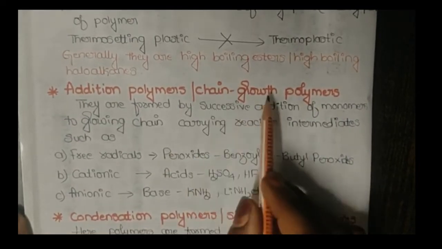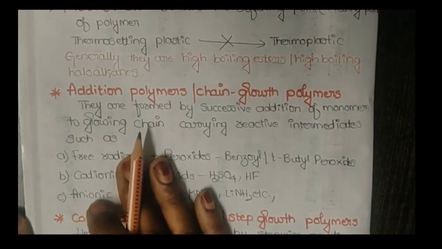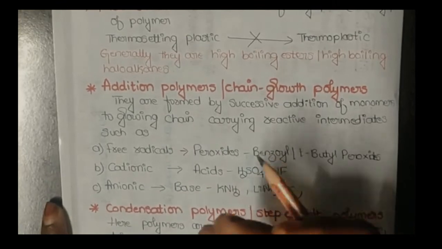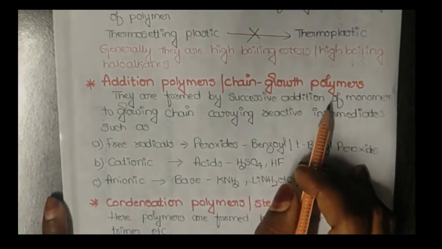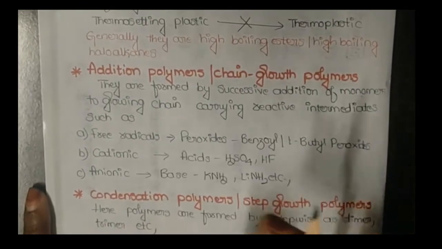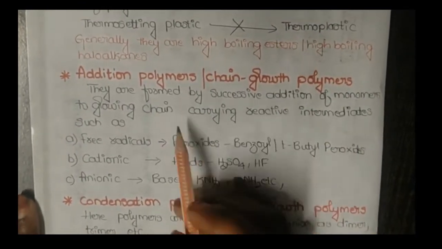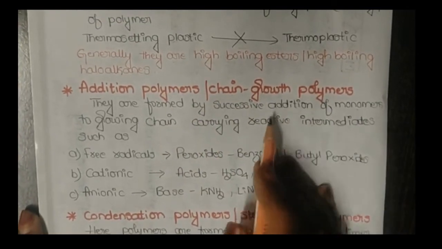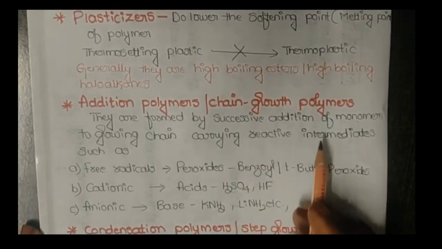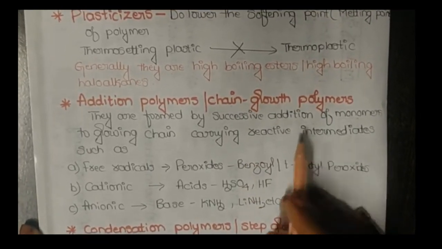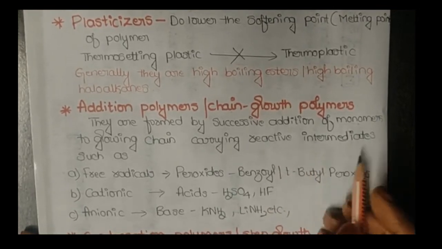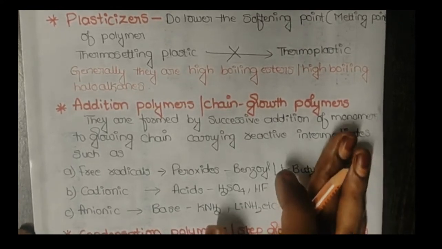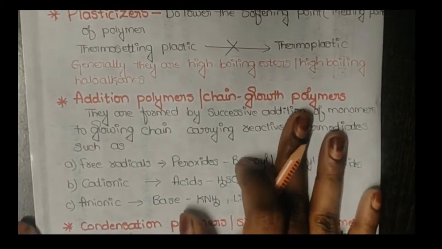Why it is called chain growth polymerization is because here you have an addition of monomers. I can call it successive addition of monomers so that a chain keeps on growing. And the speciality of addition polymerization or chain growth polymerization is that you will have reactive intermediates. I hope you know that in your first year you have studied what intermediates are. We have three types of intermediates, that is free radicals, carbocations, carbanions.